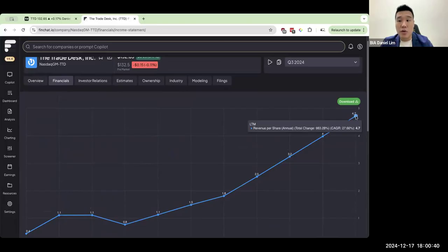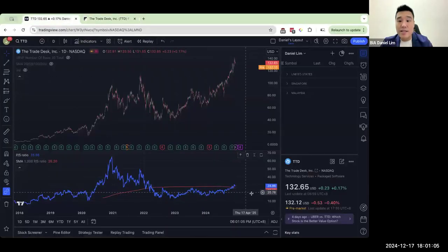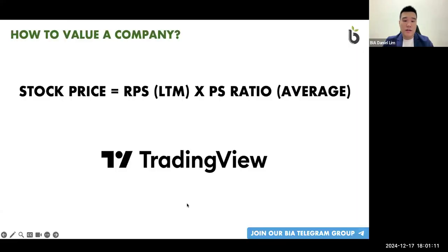So what you need to do is just multiply it. Revenue per share is 4.7. Let's calculate together if you want. This is the calculator. Revenue per share for the last 12 months is 4.7. You multiply 4.7 by the price to sales ratio we found just now, which is 26.2. So the price is $123.14. That is the intrinsic value for The Trade Desk.